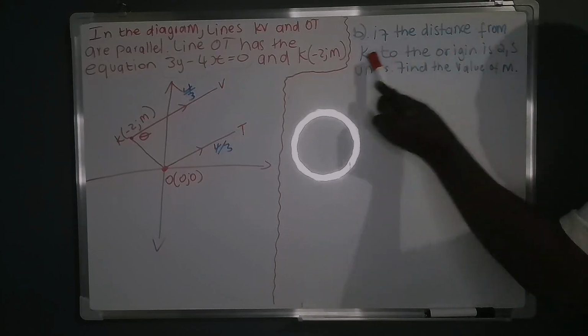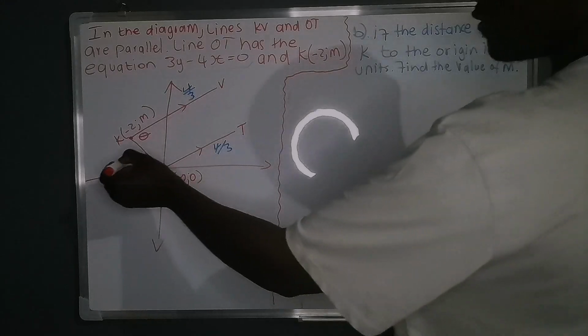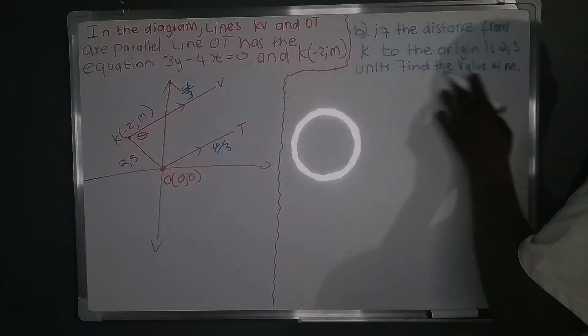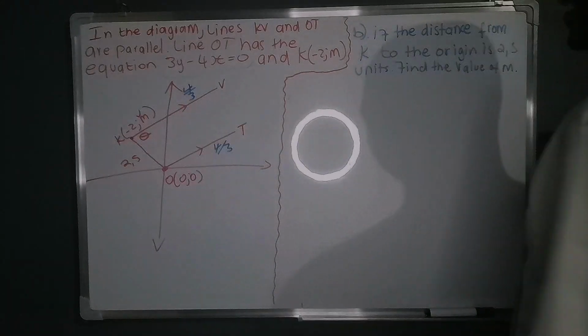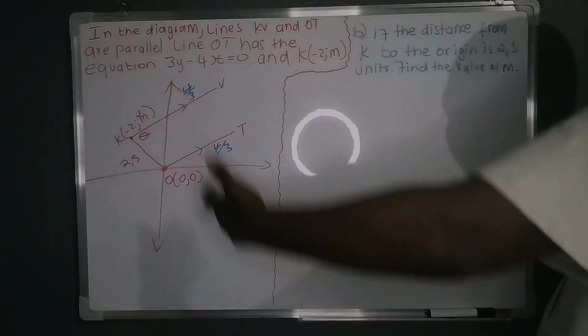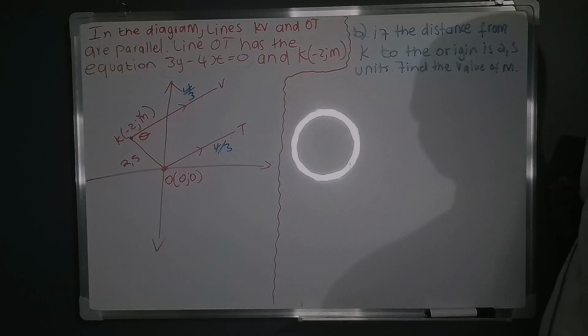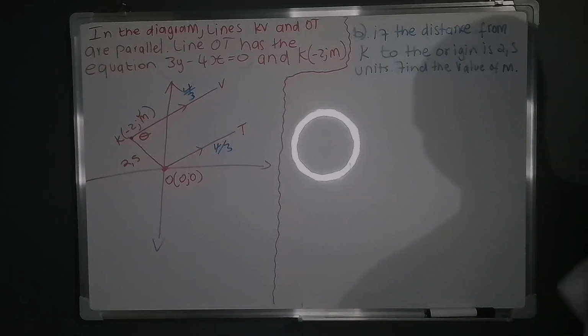If the distance from K to the origin is 2,5 units, find the value of m. What is our m? Here's our m, and our m is on that line KO. We are given the distance, so we can use the distance formula to find the value of the variable m. Very simple.